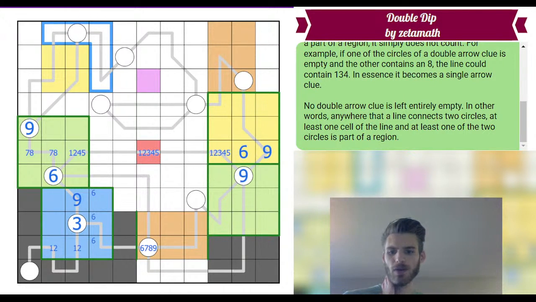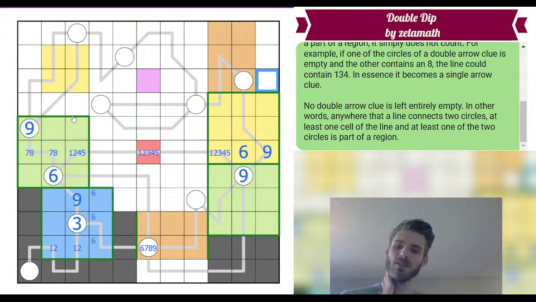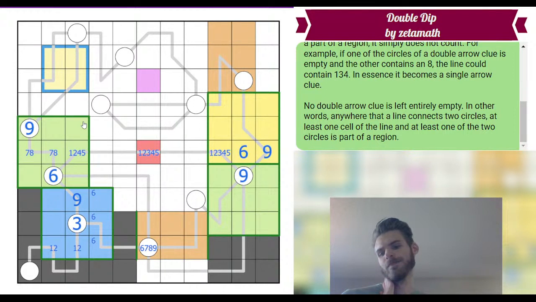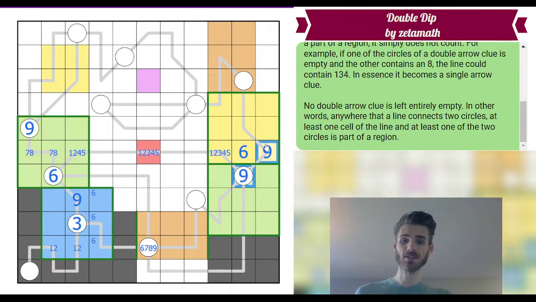Bit stuck now. Not got a deduction for a few minutes. So let's think more about Sudoku, maybe? Yes, Sudoku. Yes, look at these 9s.